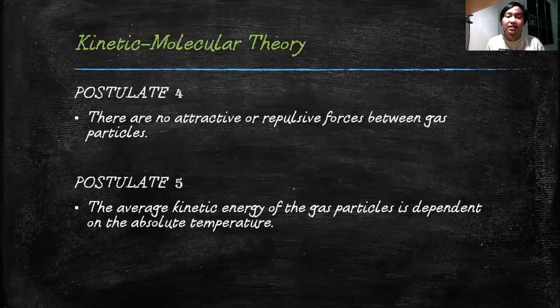The fourth postulate states that there are no attractive or repulsive forces between gas particles. And the fifth postulate states that the average kinetic energy of the gas particles is dependent on the absolute temperature. We can also say from this postulate that for a given temperature, the average kinetic energy of all the gas species is the same regardless of the identity of the gas, whether it be oxygen or hydrogen.